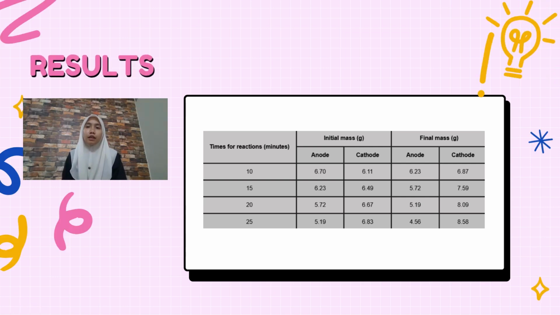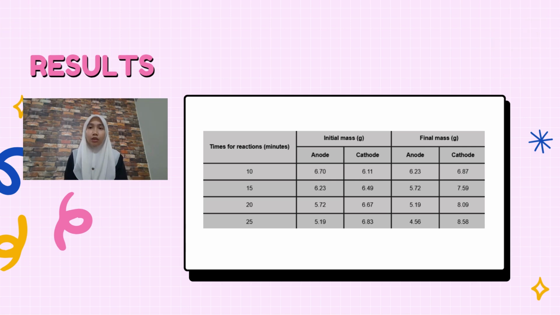For these experiments, at 4 different time intervals, 10, 15, 20 and 25 minutes, we recorded the initial and final masses of both electrodes. Here are the results. These results clearly show that as the reaction time increases, the mass of the anode decreases and the mass of the cathode increases. This is consistent with Faraday's law, which states that the amount of substance deposited or dissolved at an electrode during electrolysis is directly proportional to the quantity of electricity passed through the electrolyte.